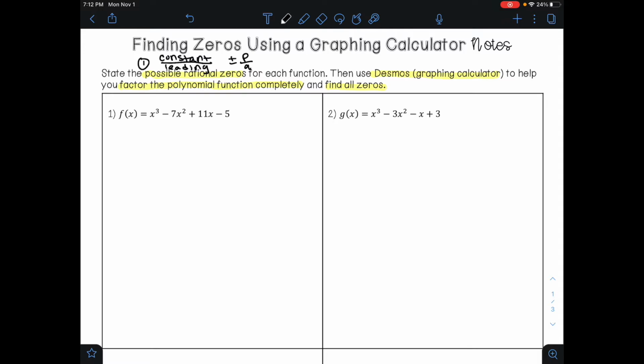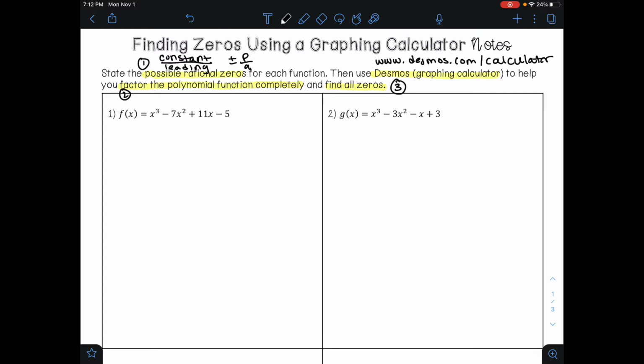And then we're going to use Desmos. To get there, you'll go to www.desmos.com/calculator to help us factor the polynomial function completely. So that's the second thing they want us to do. And then we want to find all of the zeros.